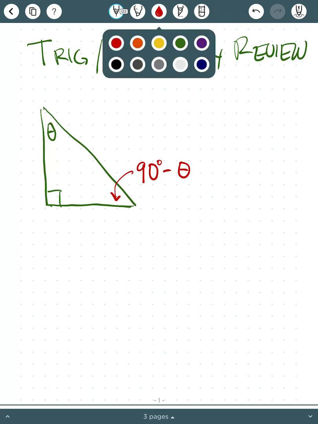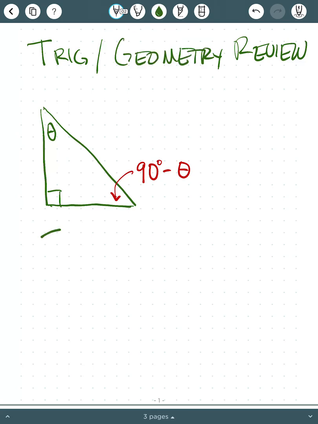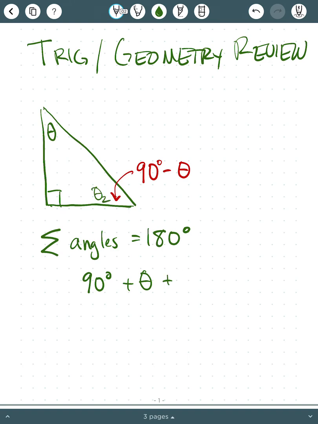And if you don't remember where that comes from, you can remember the fact that the sum of all the angles in the triangle is equal to 180 degrees. So if I have 90 degrees plus theta plus, I'll call this one theta 2, theta 2 is equal to 180 degrees. Then theta 2 is 90 degrees minus theta.